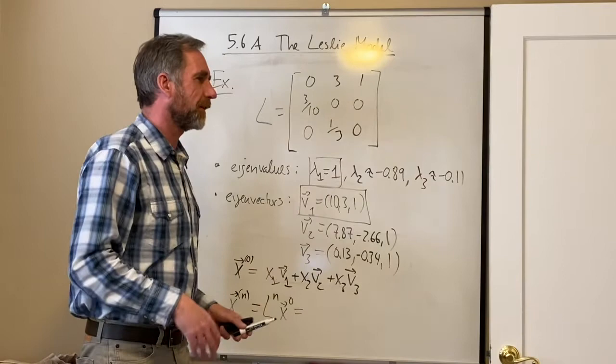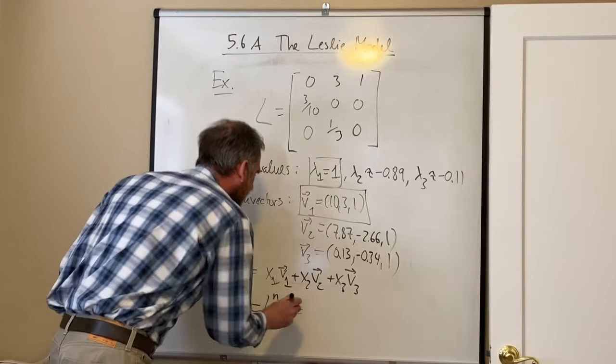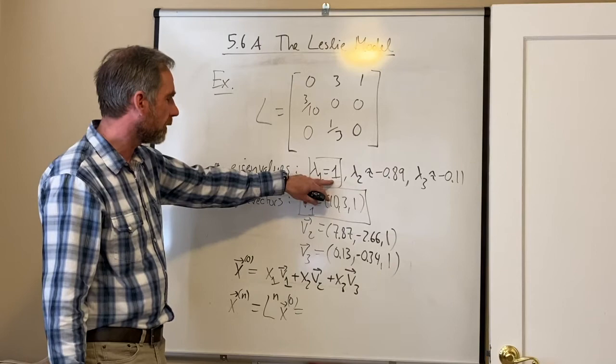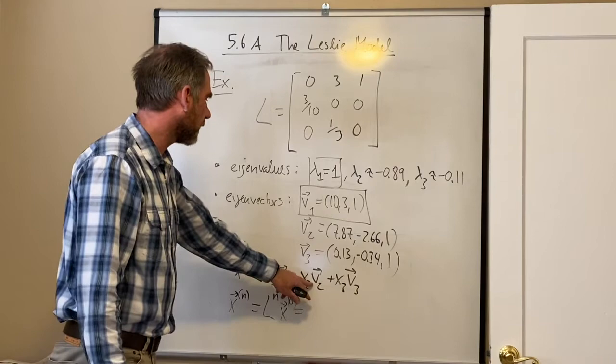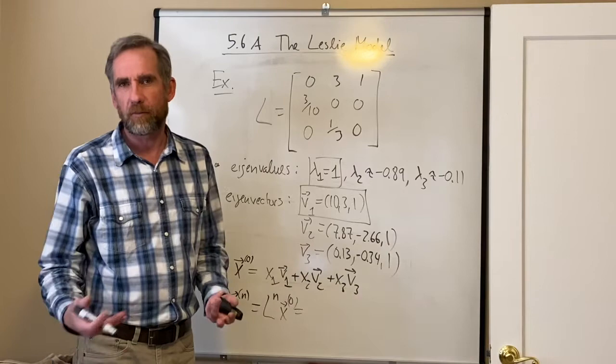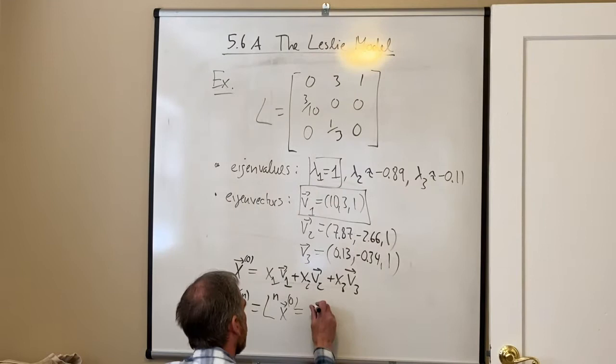Anyways, the thing is, if I apply my L to this thing here, then I get x1 times L of v1, but because lambda 1 equals 1, L of v1 is v1, okay? And these two vectors, v2 and v3, are multiplied by their corresponding eigenvalues, which, again, this is significant, are less than 1 in absolute value, okay? So in other words, I hope that makes sense, I can write my nth iterate like this.